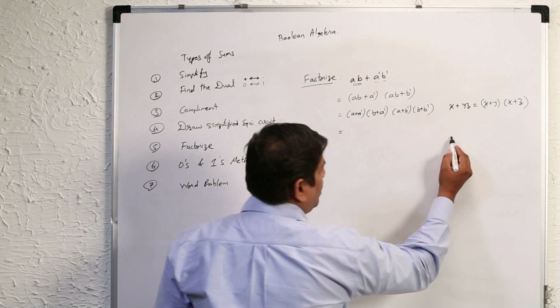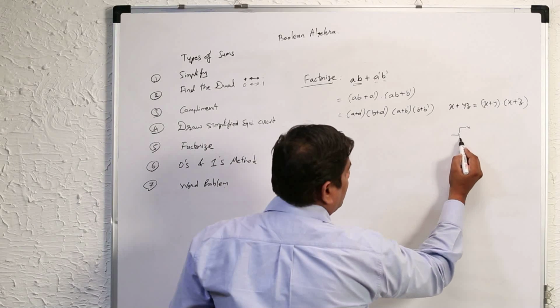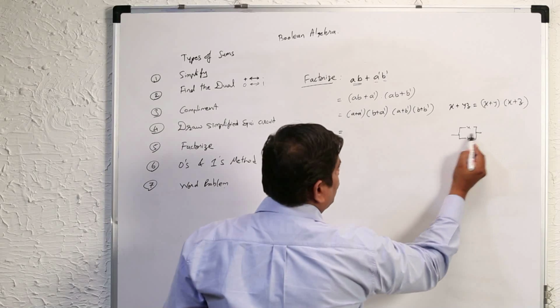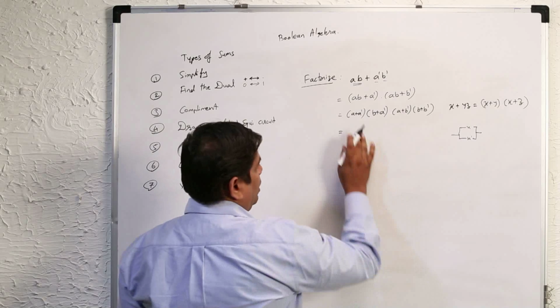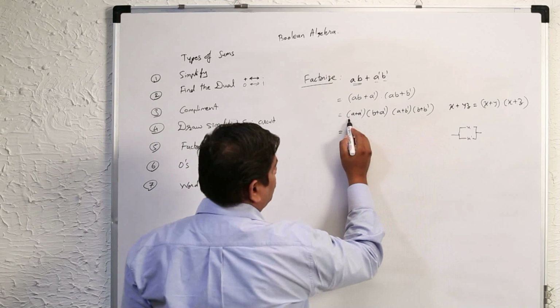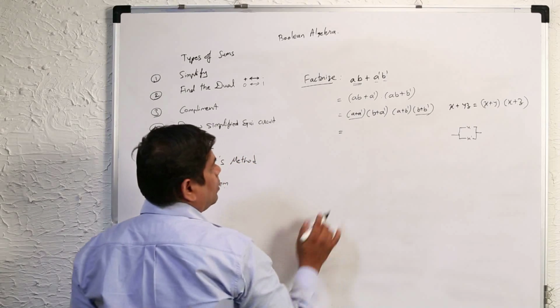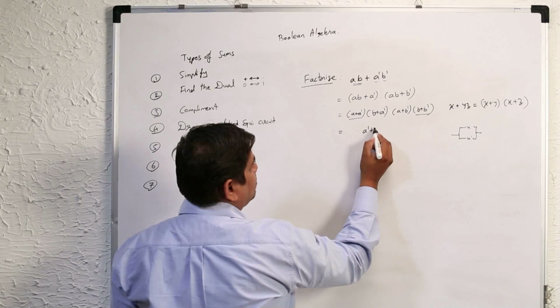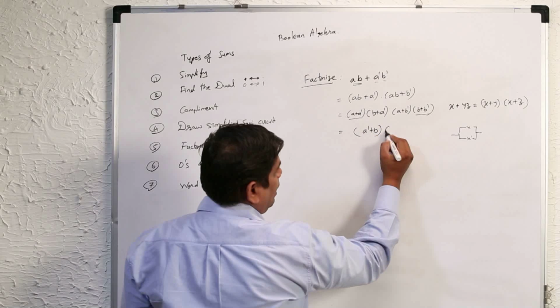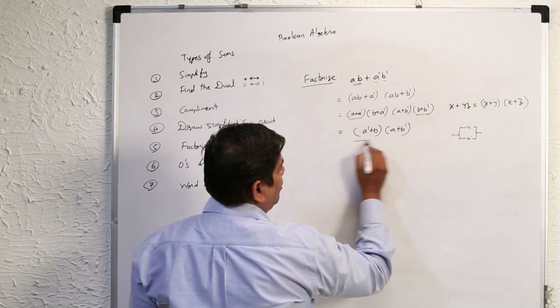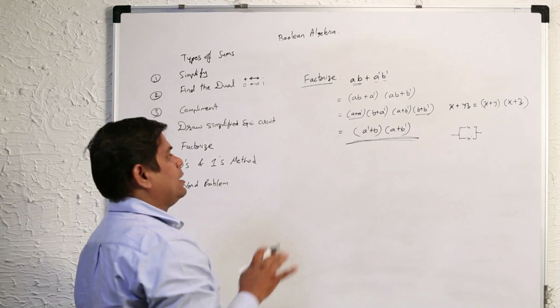If you don't understand, then you can make a circuit, x here, x dash here. If you supply current here, definitely it's going to reach the other side. So therefore x plus x dash is 1, a plus a dash is 1, b plus b dash is 1. So these two are going to be 1. And you are going to have a dash plus b, and this is a plus b dash. So that's the final answer for the factorize sum.